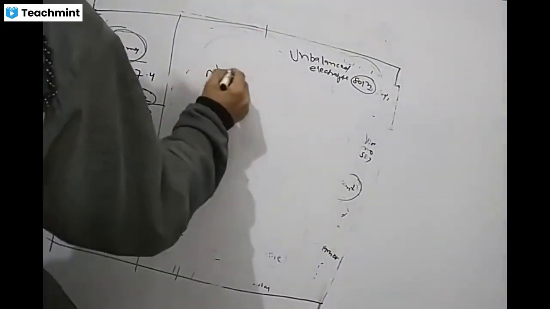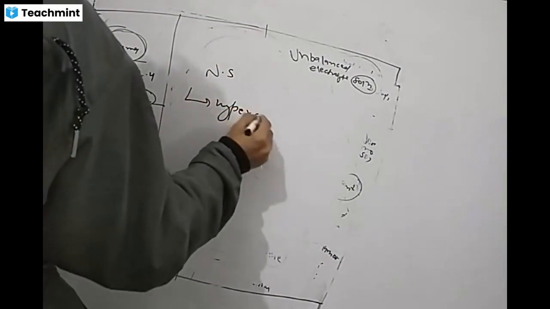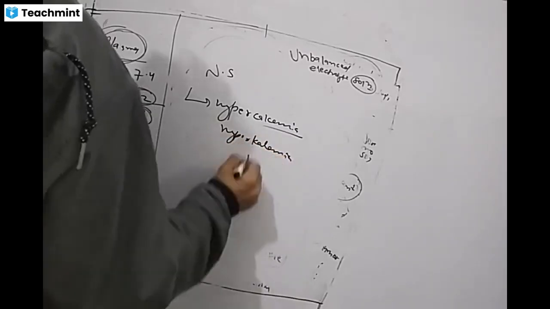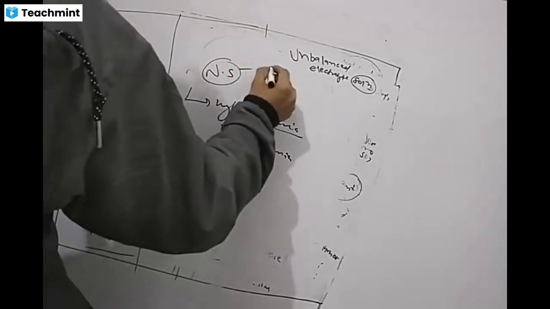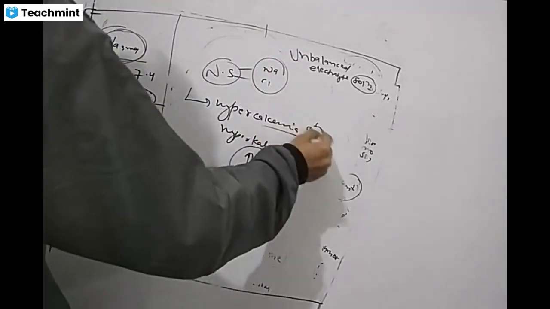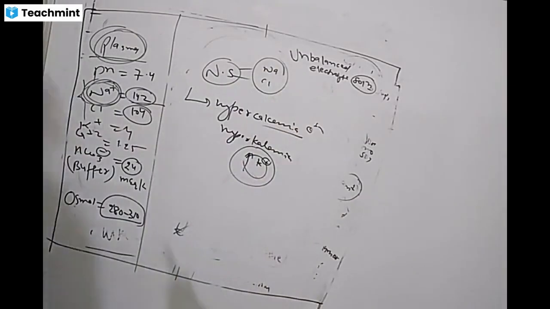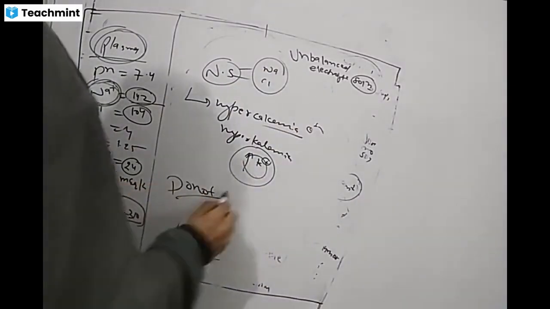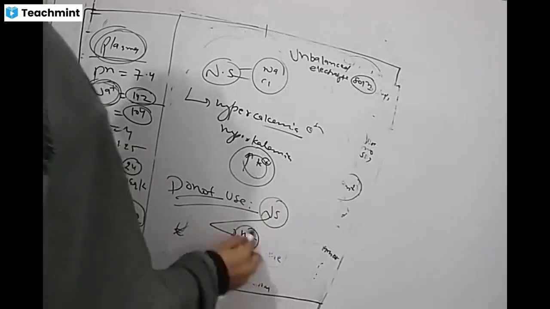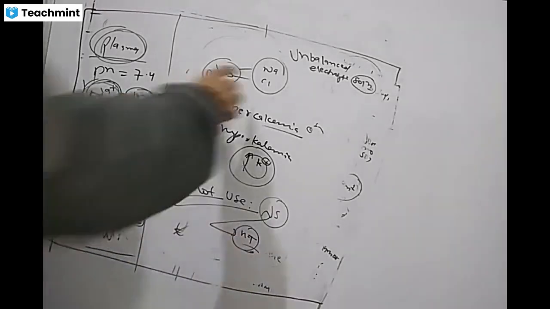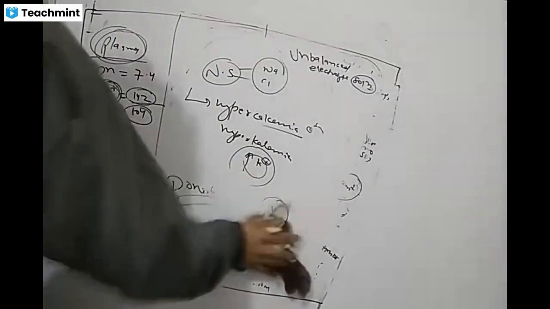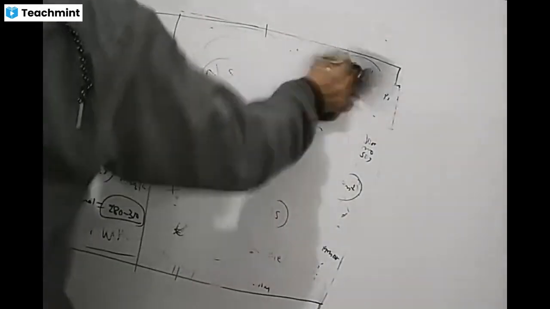Another situation where NS can be used is if a patient has hypercalcemia or hyperkalemia, more potassium. We can use NS because it contains only NaCl. So in a patient having more calcium or more potassium inside the body, we can use NS. Where we do not use NS: in case of hypertension, high BP. We should not use this NS because the sodium is already high. So in case of hypertension, we should not use normal saline.